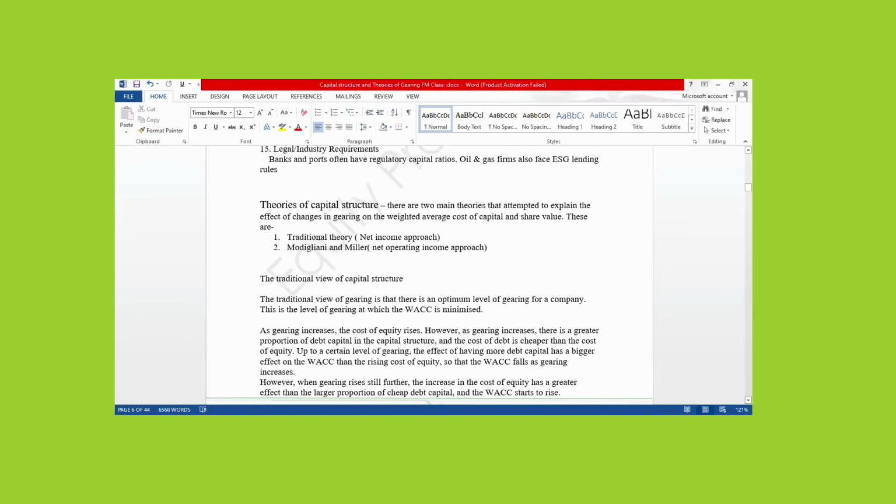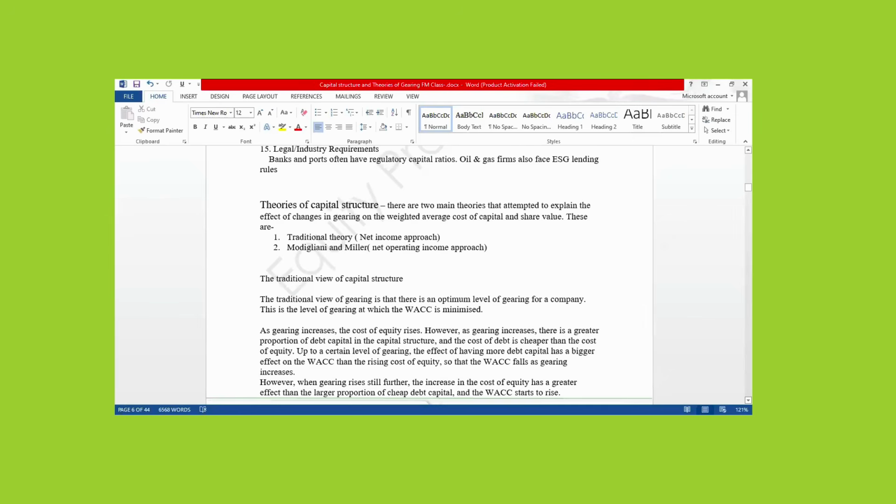So the more you borrow money, your cost of equity is rising and your cost of debt is falling. Your weighted average cost of capital will continue to fall up to a certain level of gearing, until the WACC reaches the minimum. Once your WACC gets to the minimum point, the company has achieved the optimal level of gearing. The optimum capital structure is that capital structure that minimizes your cost and maximizes your value.